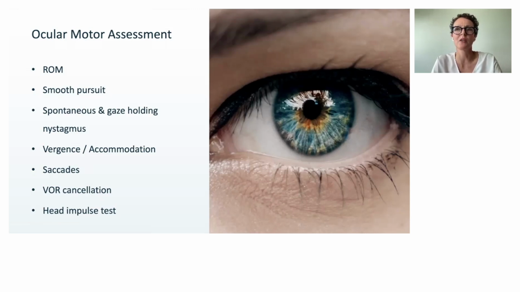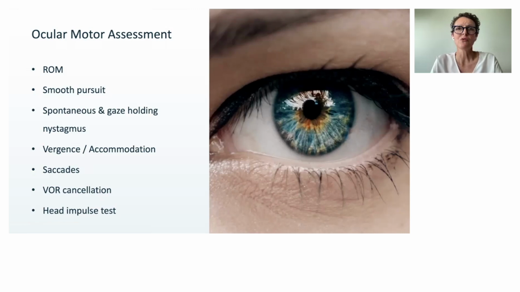And that follows something called Alexander's law, and that is a reassuring sign that this is more likely to be a peripheral problem, such as a unilateral vestibular hypofunction. We will commonly see that.